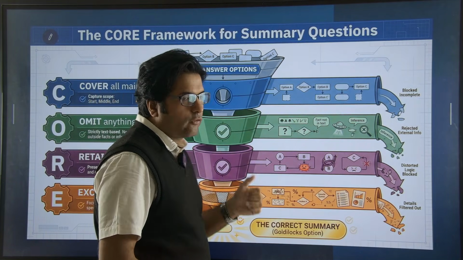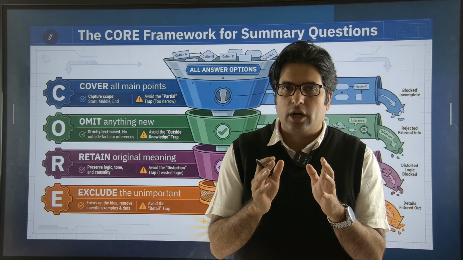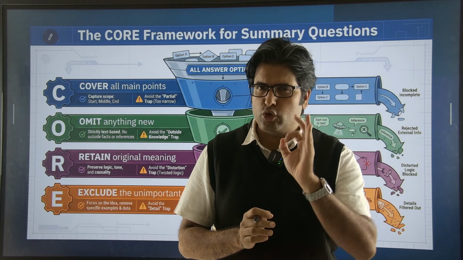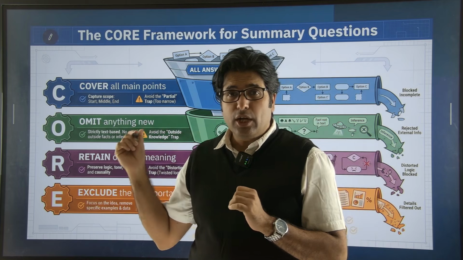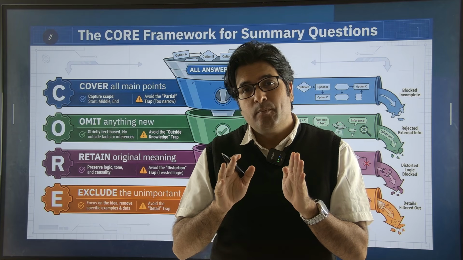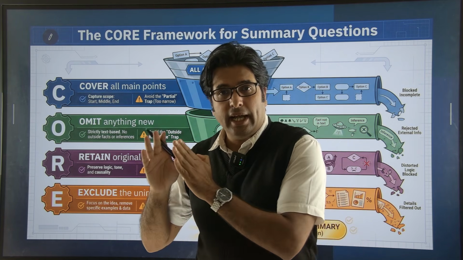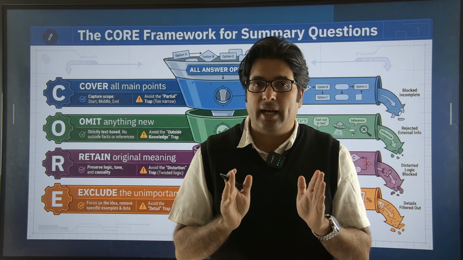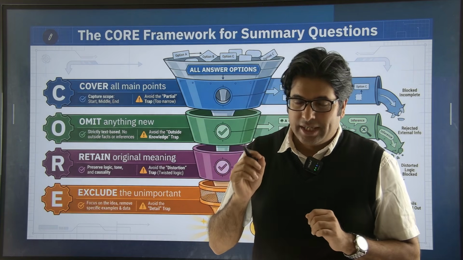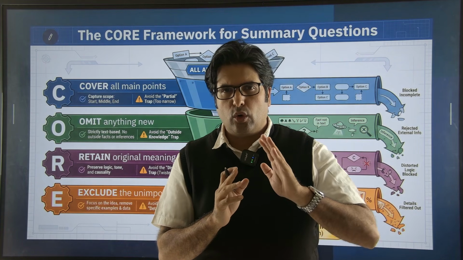So when we talk of the core framework, the first C typically refers to covering all the important points. So make sure that your summary, the option that you choose, covers everything which is crucial, which is important. So main messages cover होना चाहिए. Then you have the O. O refers to omit anything and everything that is not mentioned in the summary. तो आपको जो भी नई information है उसको omit कर देना है. So understand this part that any outside knowledge that has been mentioned in the options you have to eliminate. तो कुछ भी नया नहीं आ सकता.